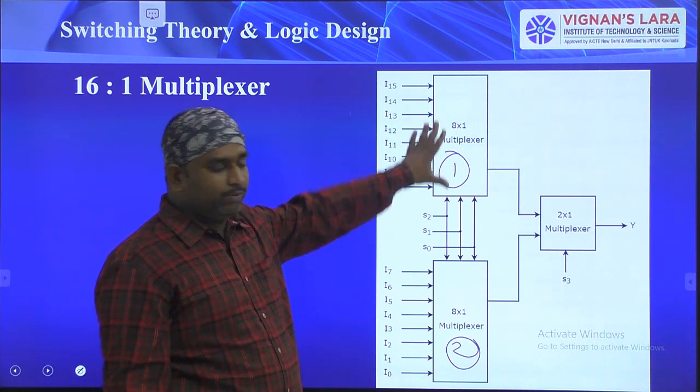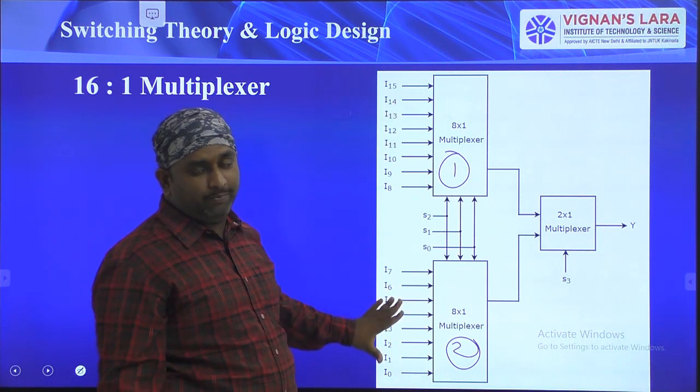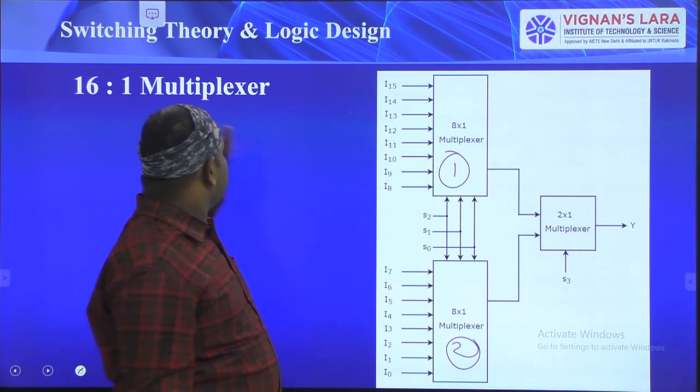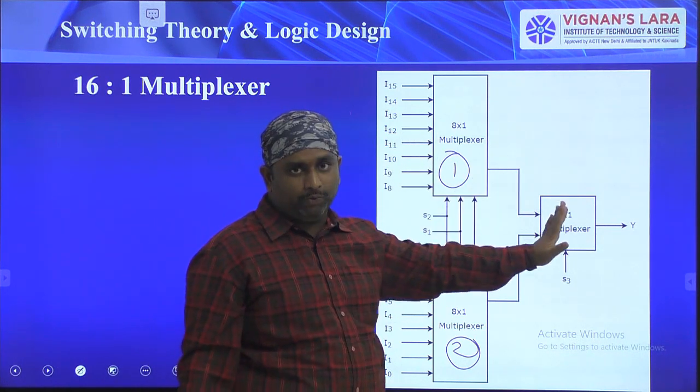This is the first 8:1 multiplexer. This is the second 8:1 multiplexer. Here 8 inputs, here 8 inputs, totally 16 inputs. So the first requirement of 16 inputs is satisfied. From these 2 multiplexers, I have 2 outputs.